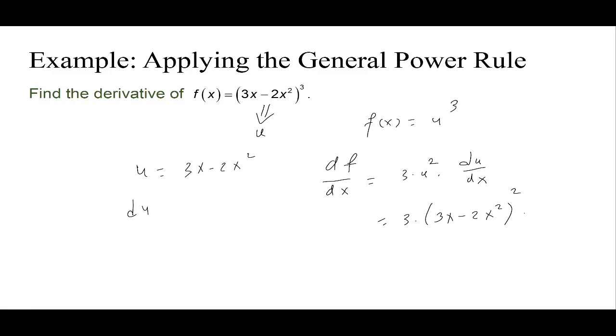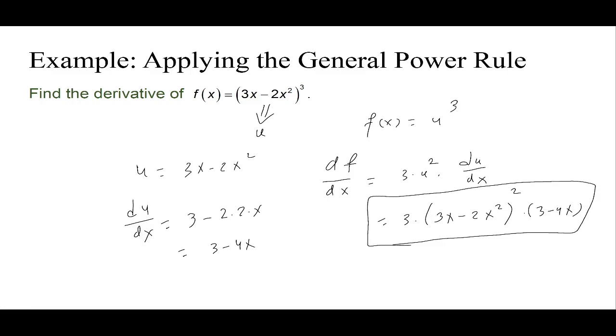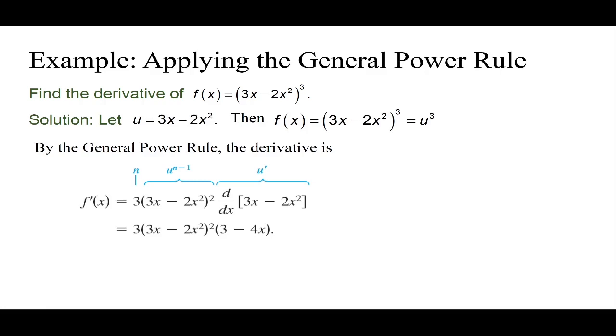What is the derivative of u with respect to x? It's the derivative of the first term, which is 3, minus the derivative of the second term, which is 2 times 2x. Eventually, it's 3 minus 4x. So this is 3 minus 4x. So that's the derivative of the function f with respect to x, and that can be found by using the general power rule. So that's the final answer here.